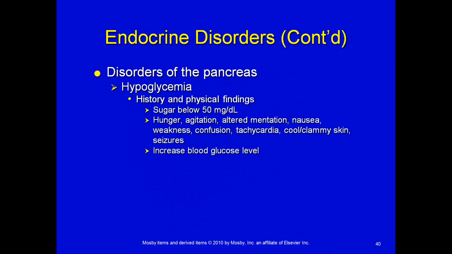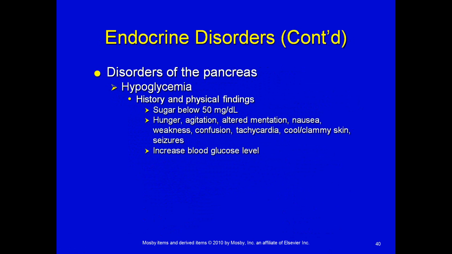We used to call hypoglycemia insulin shock because it was caused by too much insulin, which drives the sugar low, and it presented like shock. The patient was pale, cool, clammy, tachycardic with an altered mental status. So that's one way to remember it, hypoglycemia as insulin shock.